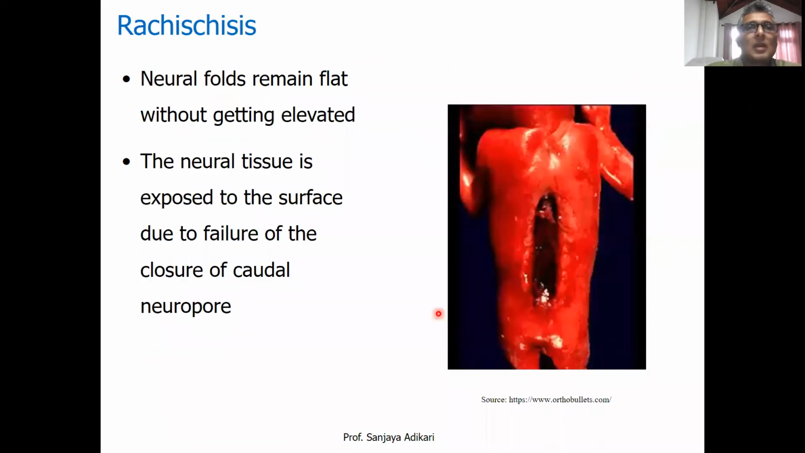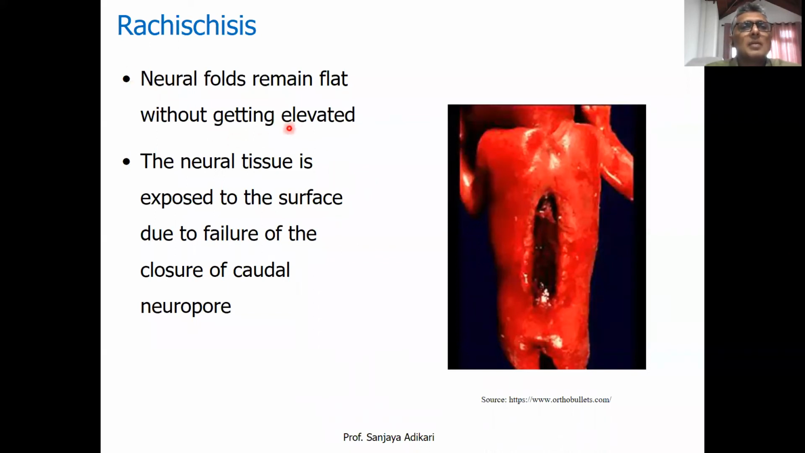Then the rachichisis, I think most of the babies born with rachichisis are dead actually. Only very few cases have lived for a few days, about 6 or 7 cases when I checked the internet. But usually it's death, stillbirths.